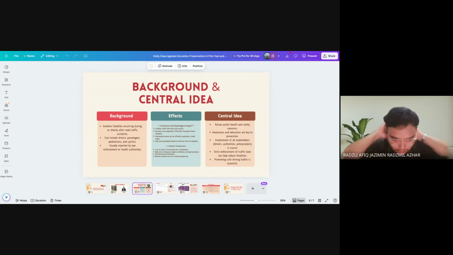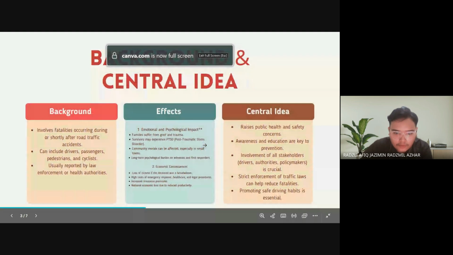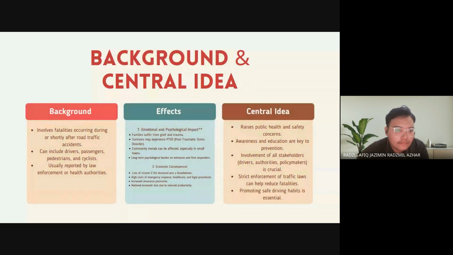All right. So I will move on with the background and central idea. As for our topic, road fatalities and statistics. Firstly, what is road fatalities? It refers to road accidents or fatalities that occur during traffic jams, while driving back home or commuting to work, everything involving the road, basically. That is the background.